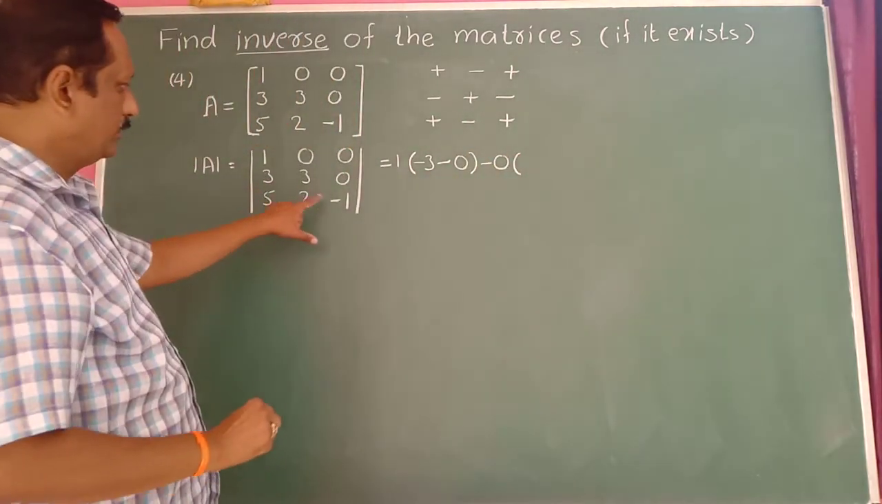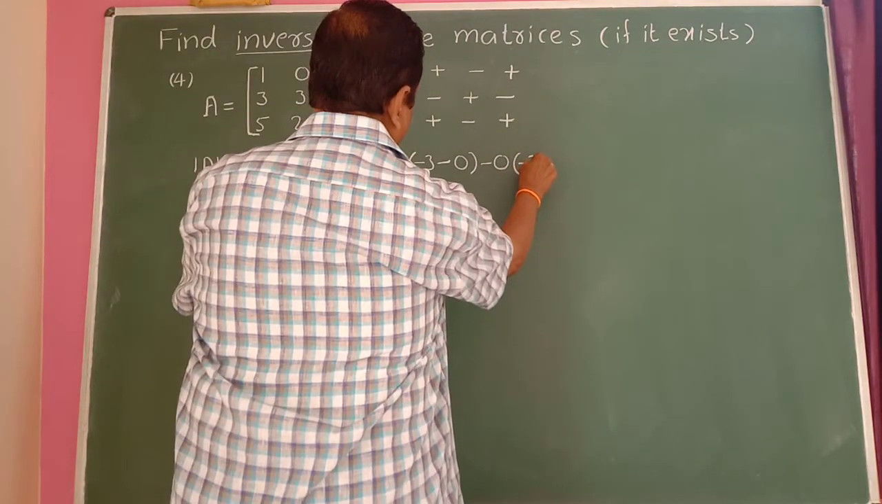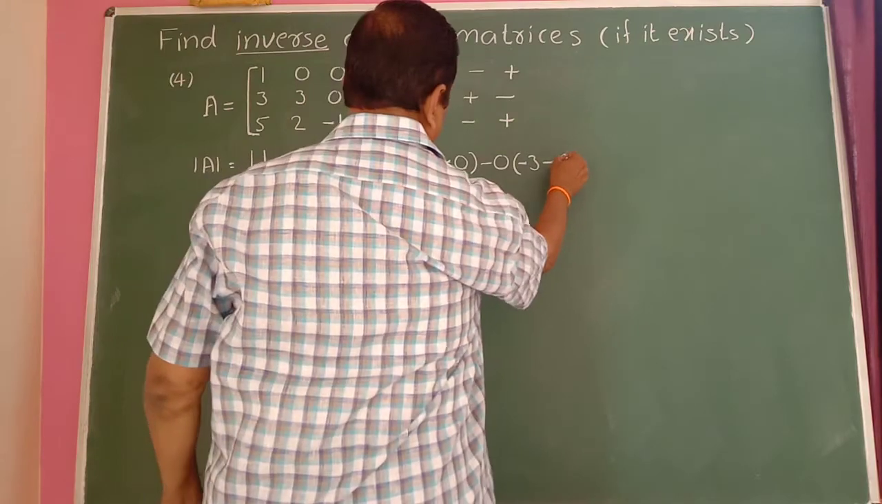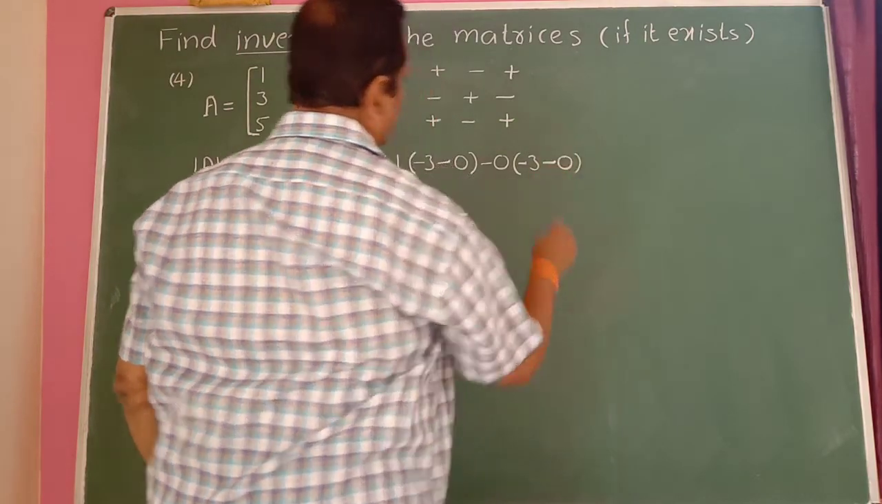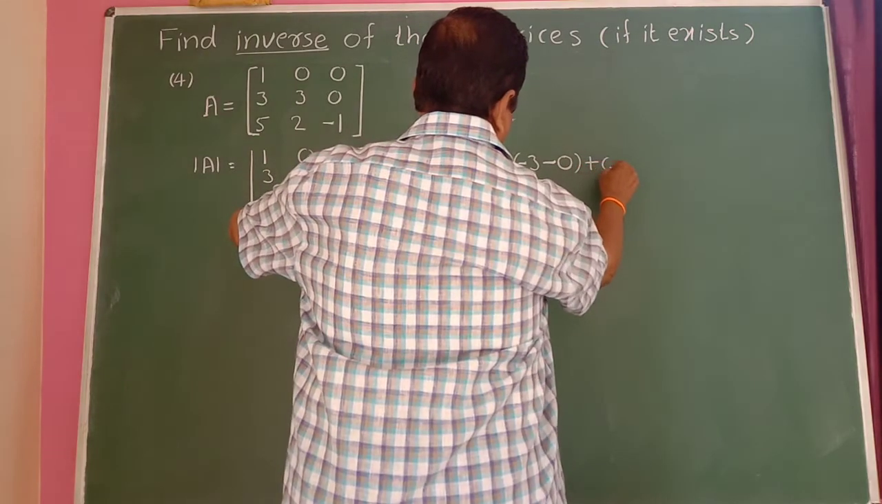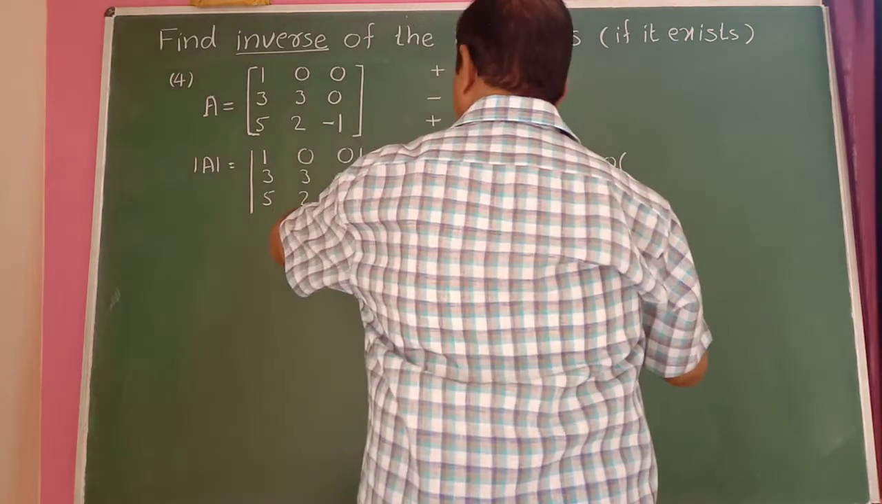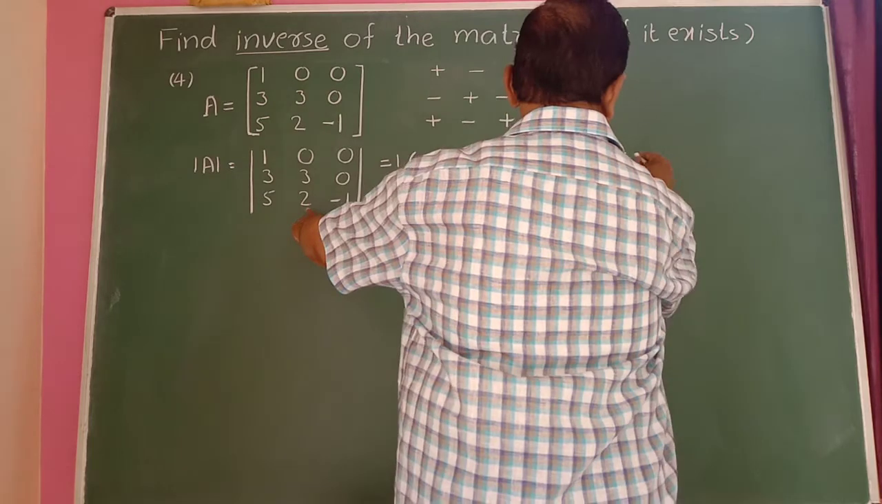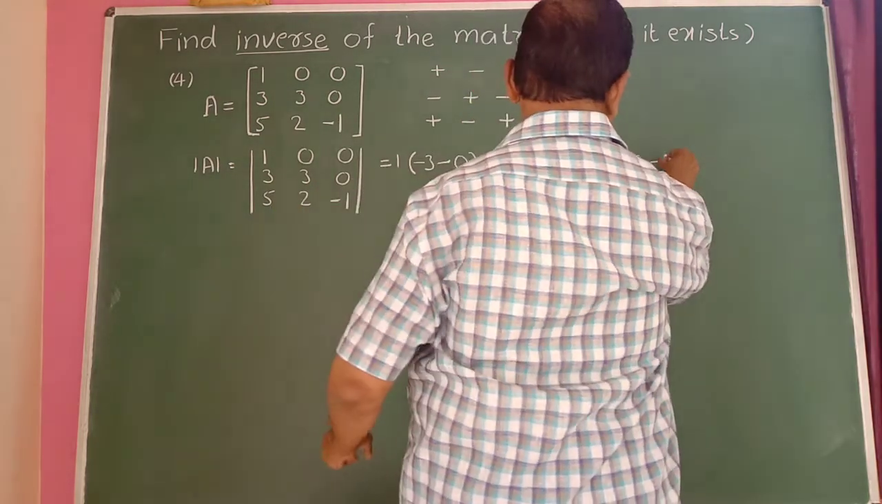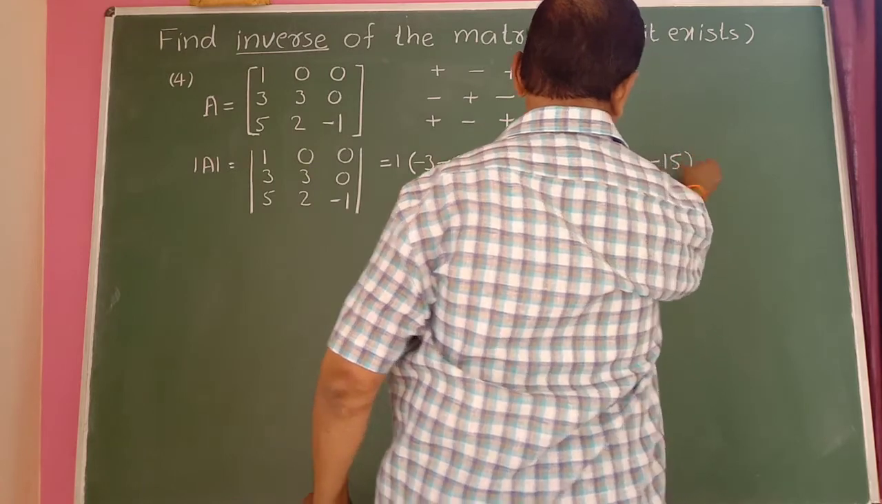0 into 3 into minus 1 is minus 3. Minus 3 minus 5 into 0 becomes 0. So this is a 0. Then plus 0 into bracket. So 3 2s are 6. So right here 6 minus 3 5s are 15. So it is 15 here.